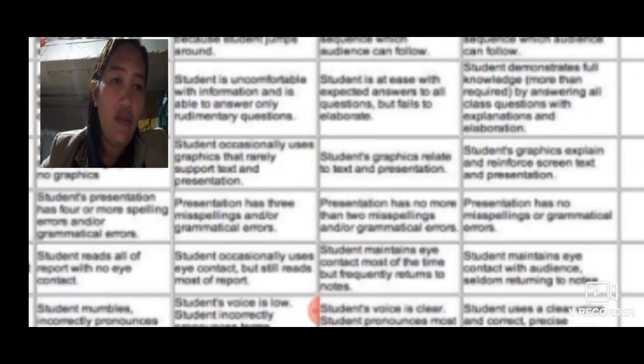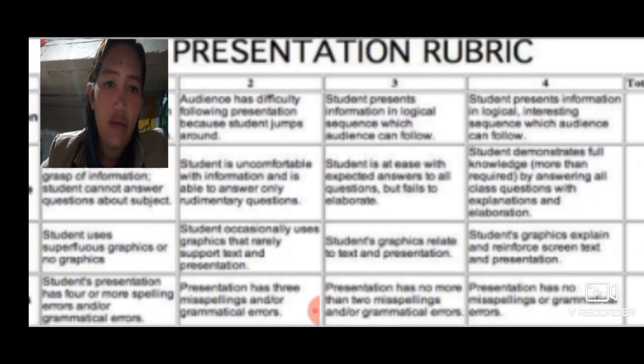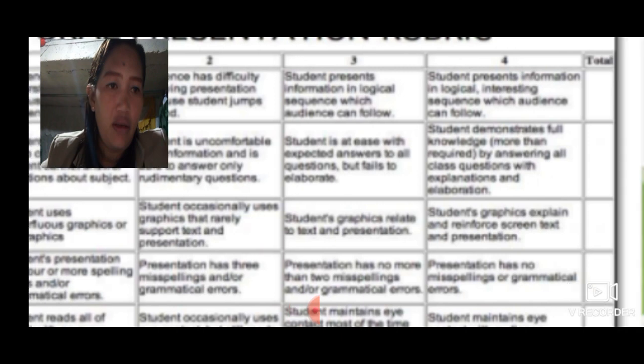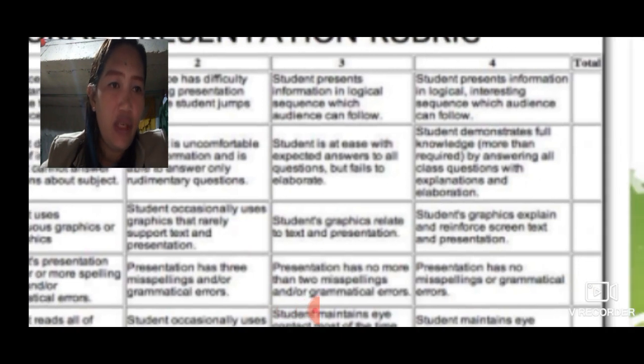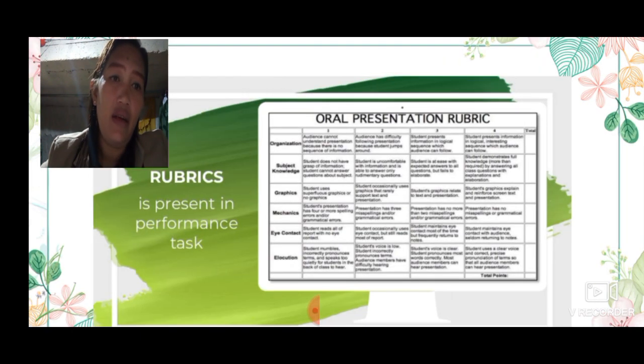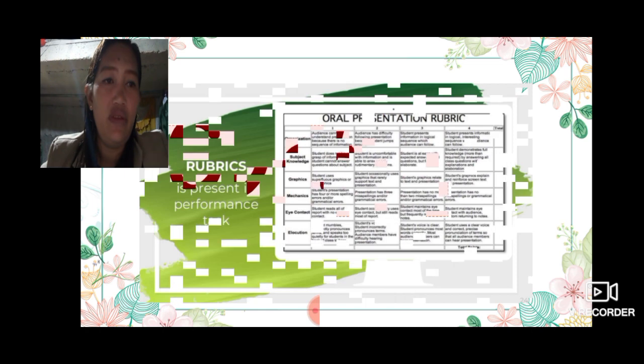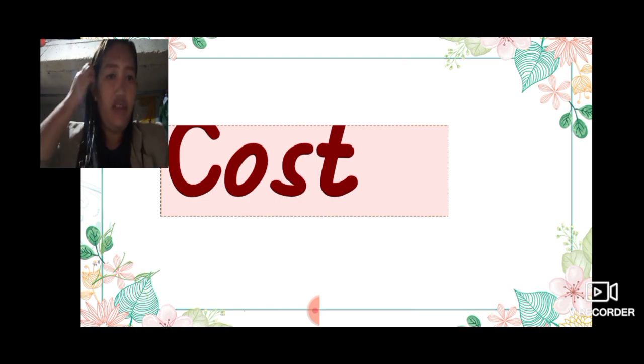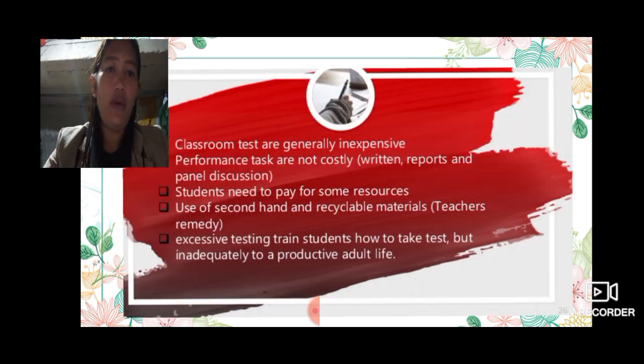Written reports and panel discussion. Although written reports have a cost, they still use resources like paper, but it is not very costly. Students need to pay for some resources, so money is still involved. Use of second hand and recycled materials, a teacher's remedy. Excessive testing trains students how to take tests but inadequately prepares them for a productive adult life.